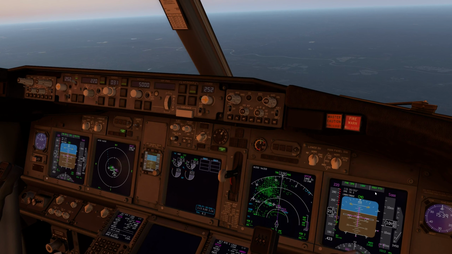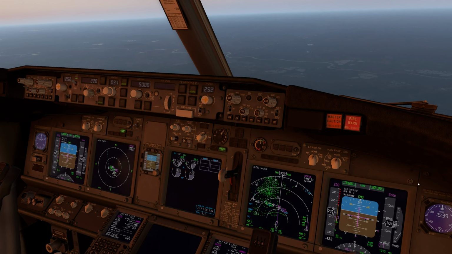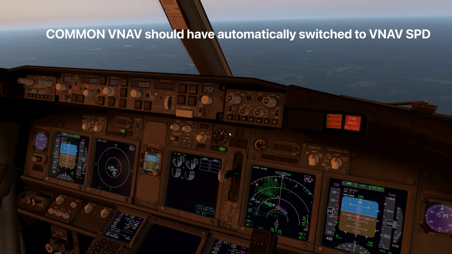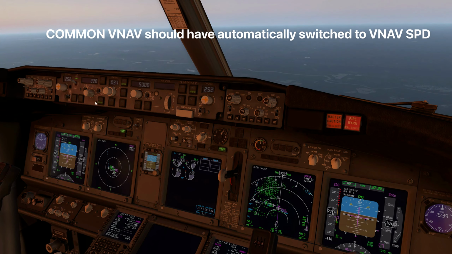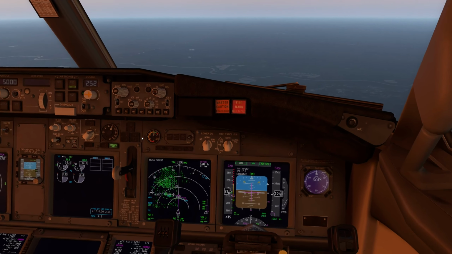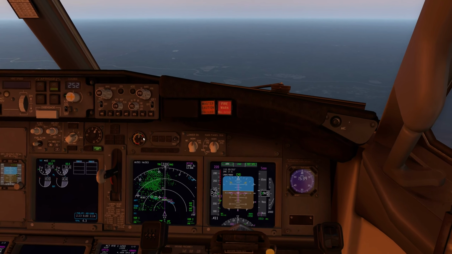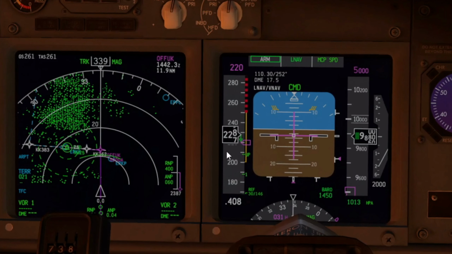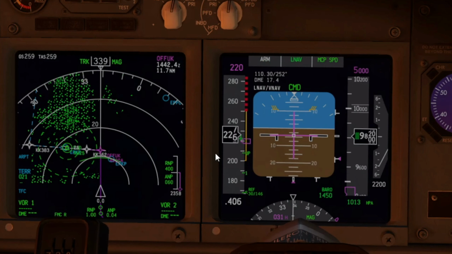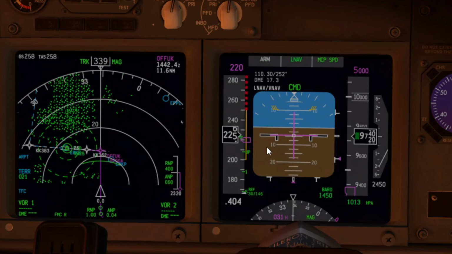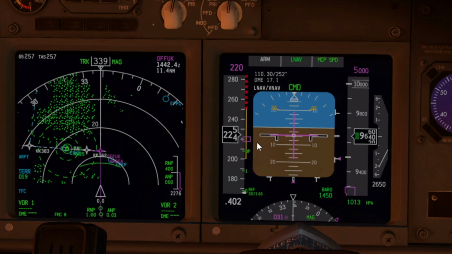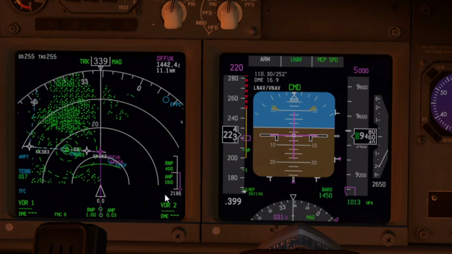Initially I would rather go on VNAV speed rather than VNAV path, but I don't know why we had VNAV path, should be VNAV speed. But now we'll go on level change to 20, okay, so that the plane doesn't keep accelerating. Otherwise we will overspeed the flaps, and we don't want that. So we keep level change and we continue on this descent.